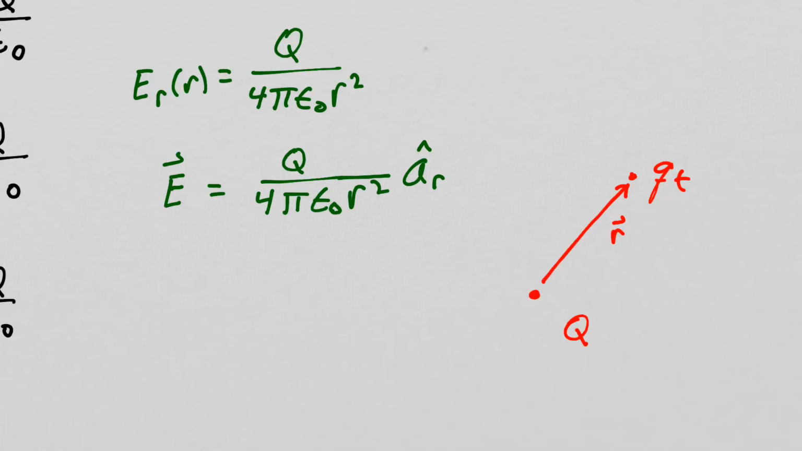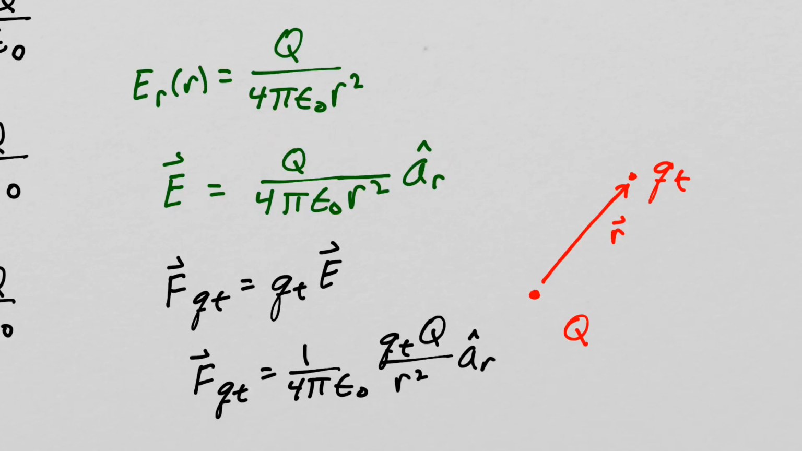Let's place a second charge, q sub t, at position vector r. The force on q sub t due to our electric field intensity is just q sub t times the electric field intensity. So now let's substitute in our electric field intensity. And the result is Coulomb's law for the force on q sub t due to the charge Q.